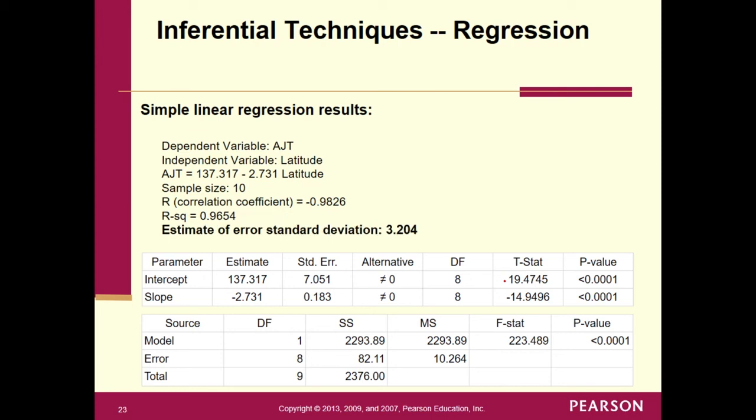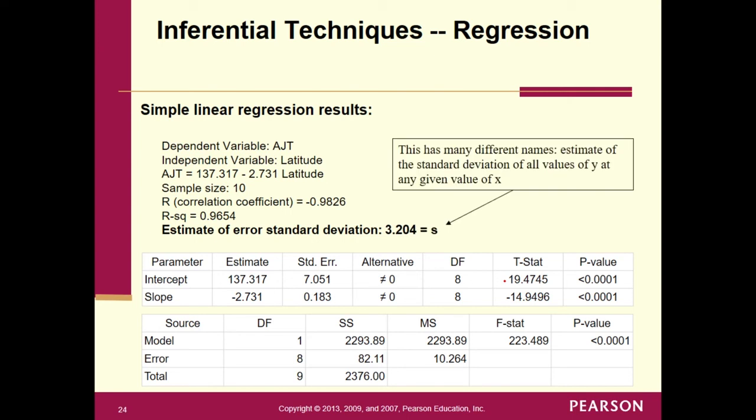What we didn't talk about is this number right here, what StatCrunch is referring to as the estimate of error standard deviation. Honestly, this is given a lot of different names. The way I like to think of it is the estimate. So why is it an estimate, first of all? Because we don't have the entire population. We only looked at a sample, so it's an estimate of something.